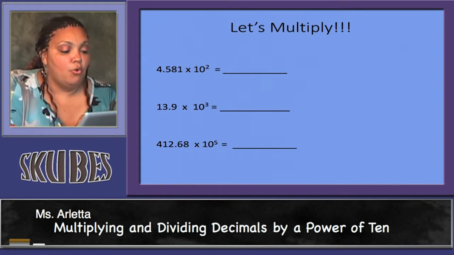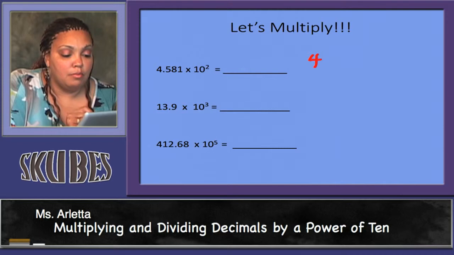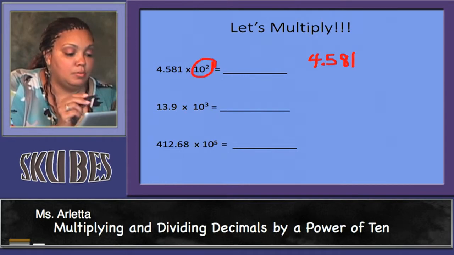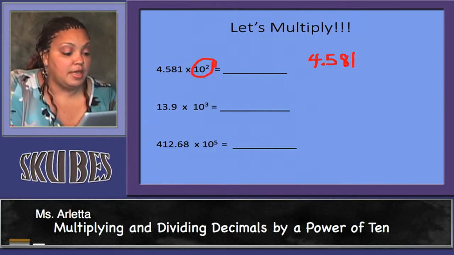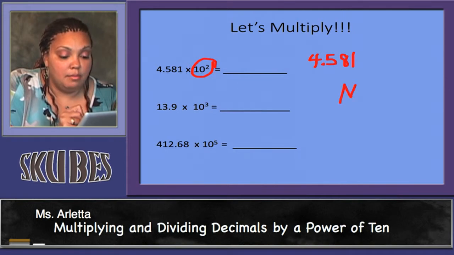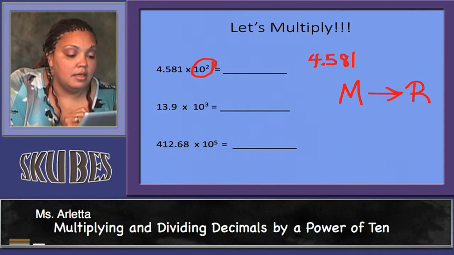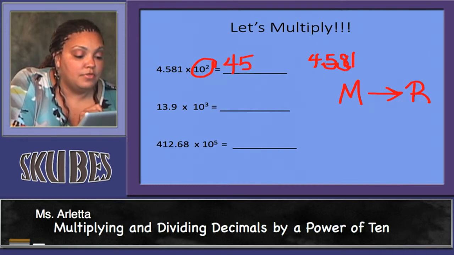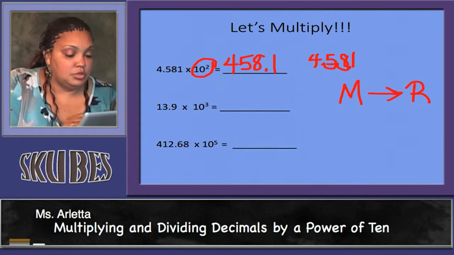Let's multiply 4.581 times 10 to the second. 4.581 times 10 to the second, which means it's 2 decimal places. Because it's multiplication, we're going to the right. Multiplication means you move the decimal to the right. So that will be 1 and 2. And your answer will be 458.1.